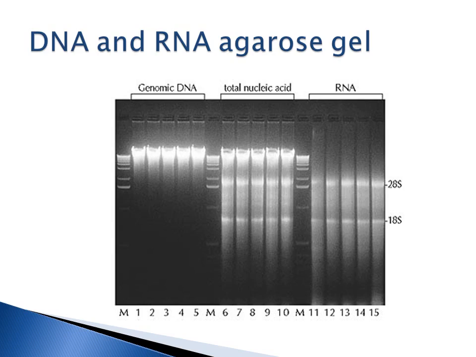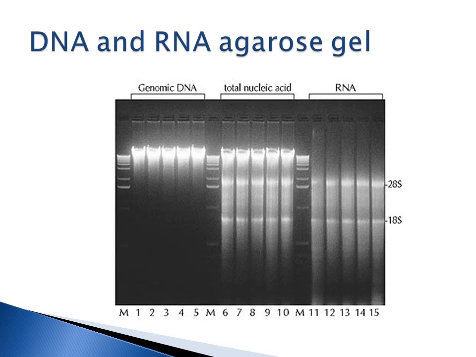So lanes 1 through 5 are genomic DNA, and you can see a nice, bright, large band that does not run very far through the gel, so low mobility. Lanes 6 through 10, you have total nucleic acid, so you have your nice, bright, high band, which is your genomic DNA, and then your two lower bands, which are your ribosomal RNA. Lanes 11 through 15 are your total RNA.